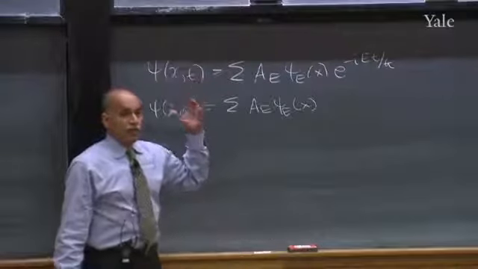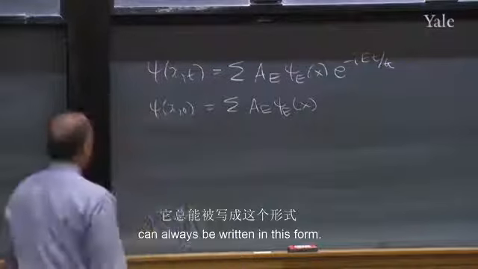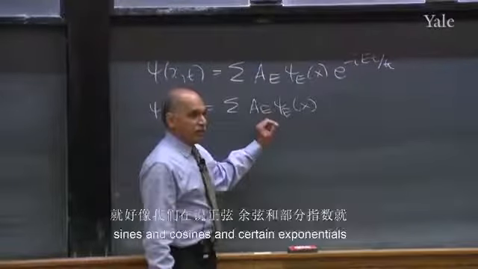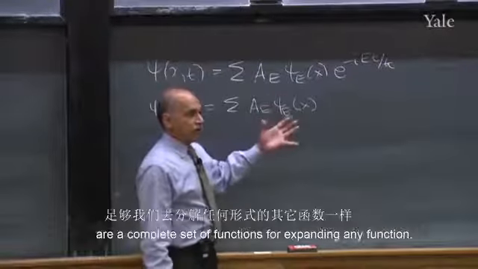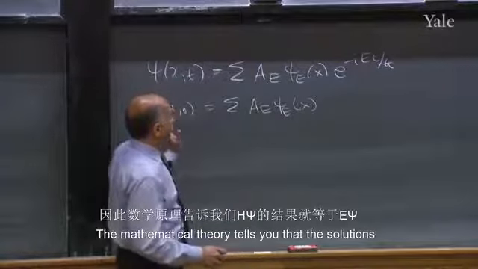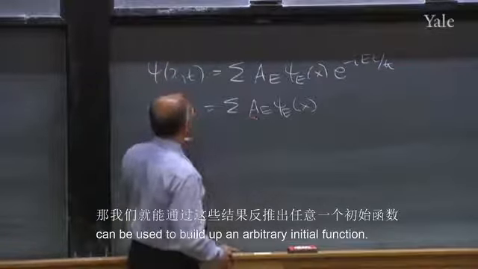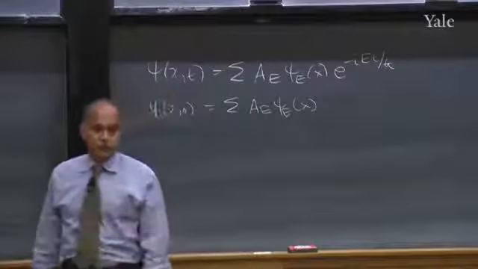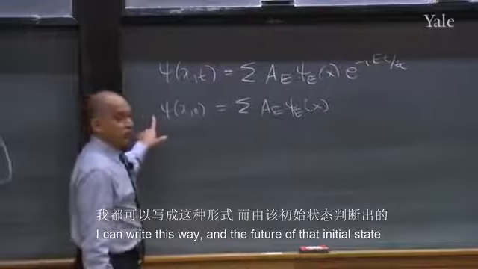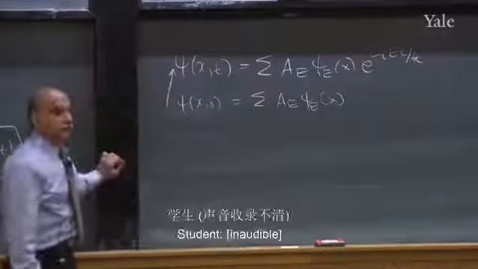But the only is not a big only, because every function you can give me at t equal to 0 can always be written in this form. That's a mathematical result that says that just like sines and cosines and certain exponentials are a complete set of functions for expanding any function, the mathematical theory tells you that the solutions of h psi equal to e psi, if you assemble all of them, can be used to build up an arbitrary initial function. That means any initial function you give me, I can write this way, and the future of that initial state is this guy. Yep?